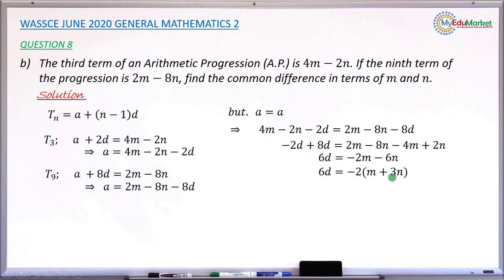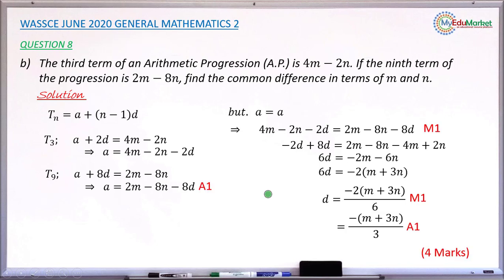So we continue. Next is to divide both sides by the coefficient of d. Dividing both sides by 6, you have d on the left equals minus 2 into m plus 3n all over 6. You see this 2 cancels into this 6 to give 3. So in the end, you have d equals minus into m plus 3n, everything divided by 3. This is the expression for the common difference of this AP in terms of m and n, and that answers this question.